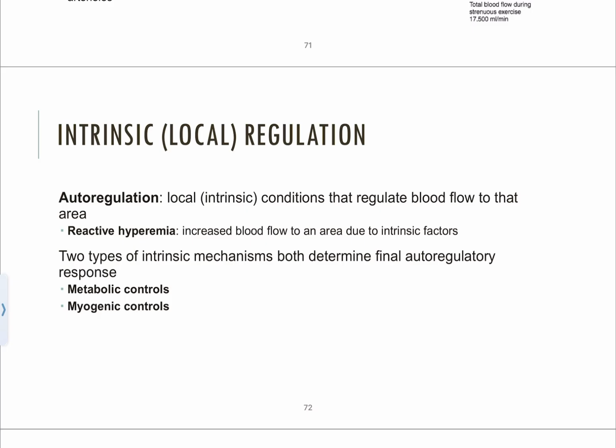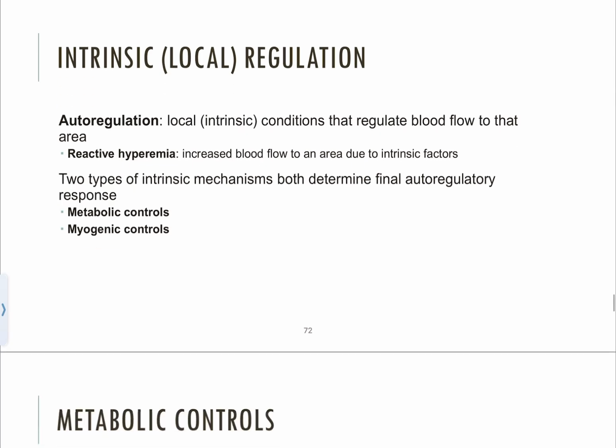There's something called reactive hyperemia, and this is increased blood flow to an area due to these intrinsic factors. We have two types of mechanisms under our intrinsic regulation, and both determine the final autoregulatory response. So we have metabolic controls and myogenic controls. Metabolic controls are our chemical controls, and myogenic controls are physical controls. But generally, both determine the final autoregulatory response that we're going to have.